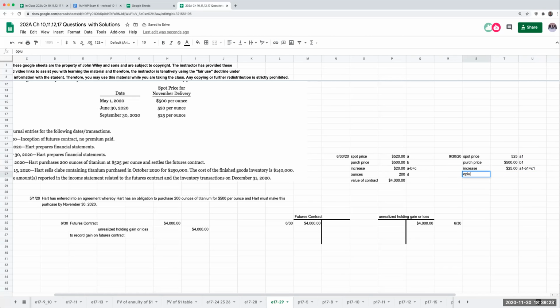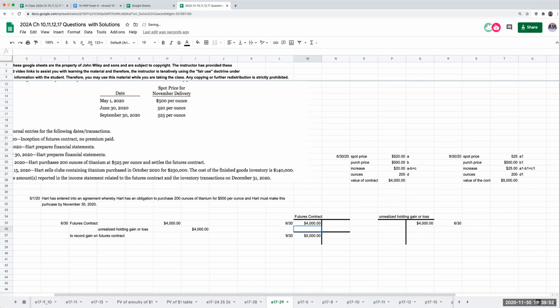Okay, my ounces is going to be over here at 200. And so the value of the contract is now going to be 25 times 200, or 5,000. So the value now of this futures contract as of September 30th is going to be $5,000.